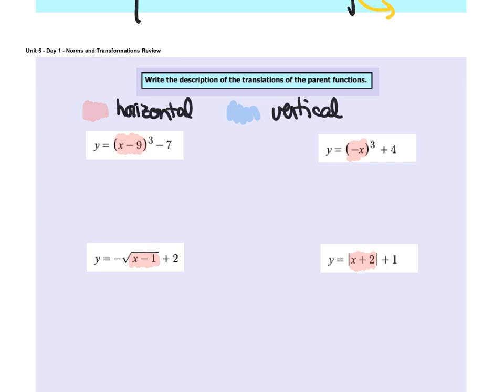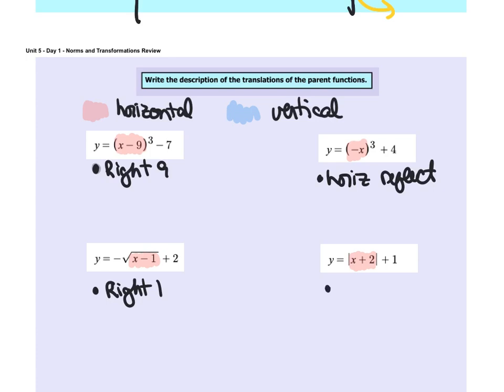Okay, so which way does it move? Well, if it's a minus and it's horizontal, our first transformation is going to be that it's going to go right 9. It's the opposite of what you would think. Minus means right. And this one is a horizontal reflection. And this one, -1, goes right 1. And +2 goes left 2.